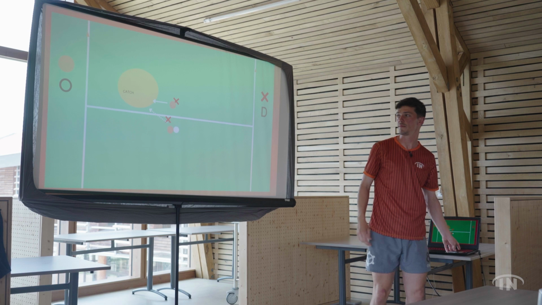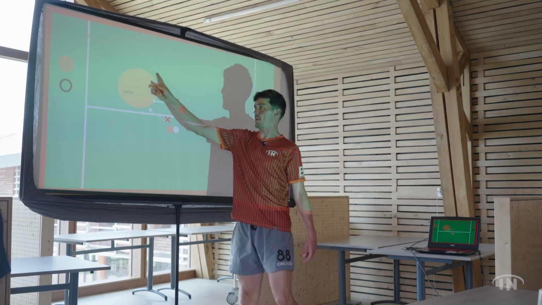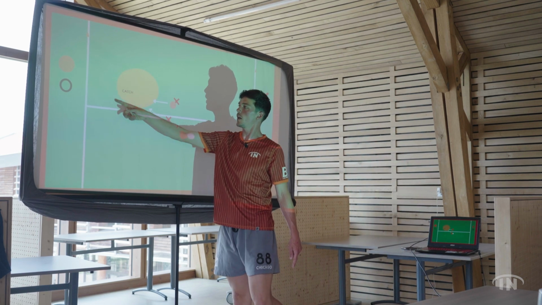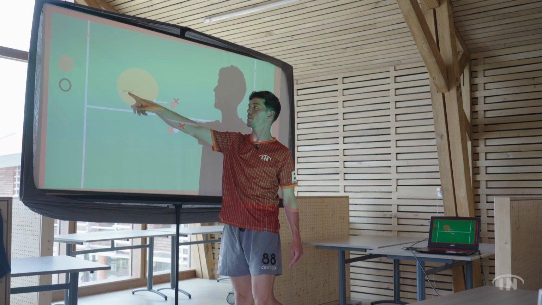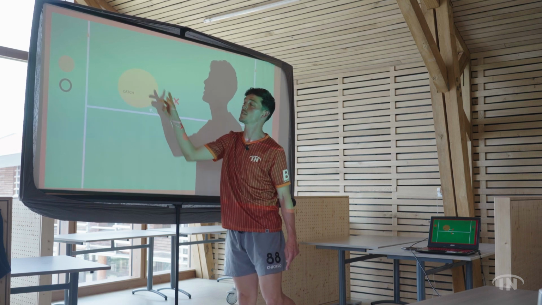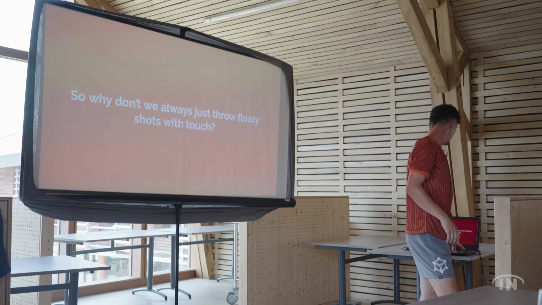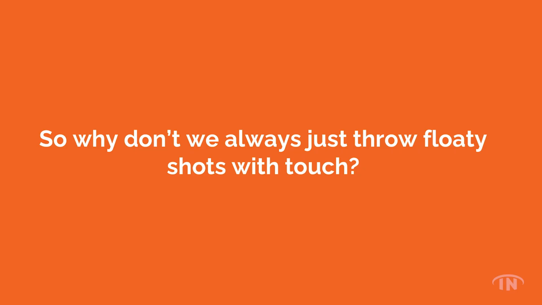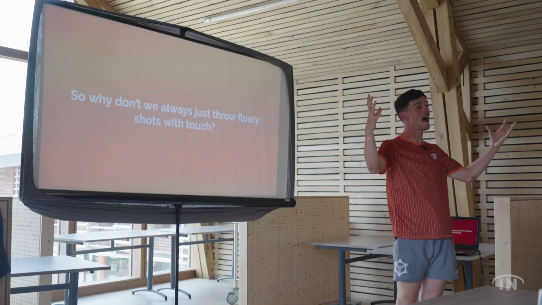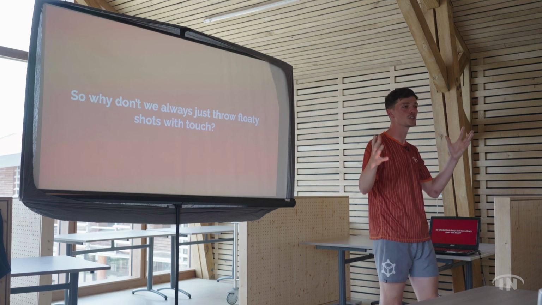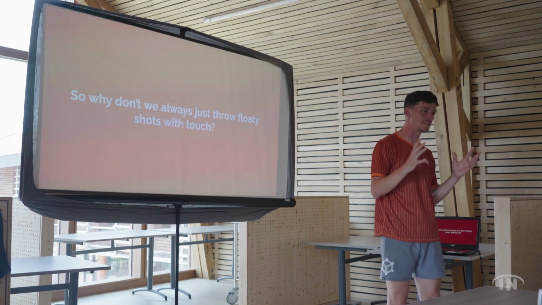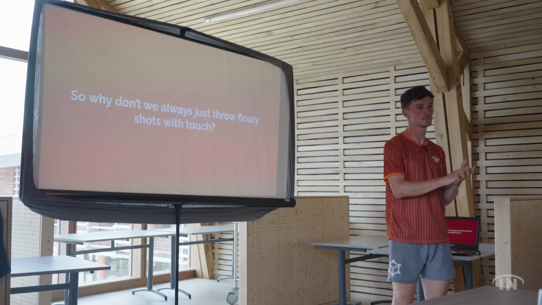So as we see here, this is the sphere that's been created with the throw. This is the point that he's actually caught it. But again, any of these positions, he could have gone and caught the disc. So any ideas why we don't always just throw these super large receiver sphere, floaty, touchy shots?